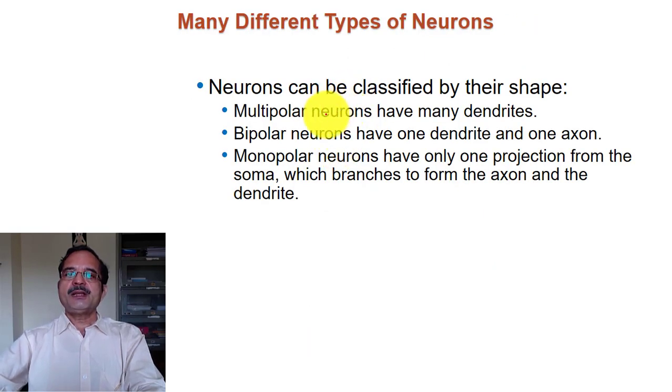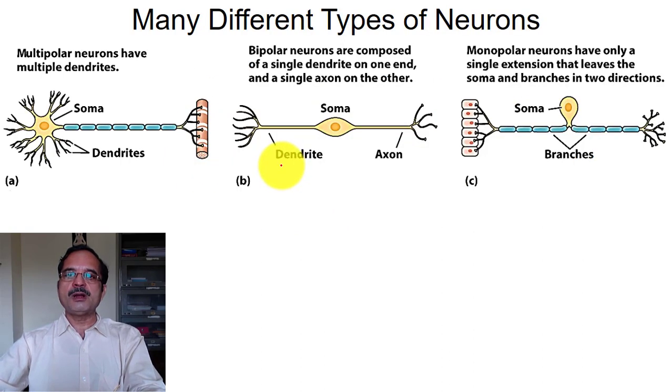Neurons can be classified by their shape. Based on the shape, the neurons can be classified as multipolar neurons, bipolar neurons, or monopolar neurons. Multipolar neurons have many dendrites, whereas bipolar neurons have one dendrite and one axon, whereas monopolar neurons have only one projection from the soma, which branches to the axon and the dendrite. You can see the actual diagram of this, then you will understand what is meant by multipolar, bipolar, and monopolar neurons.